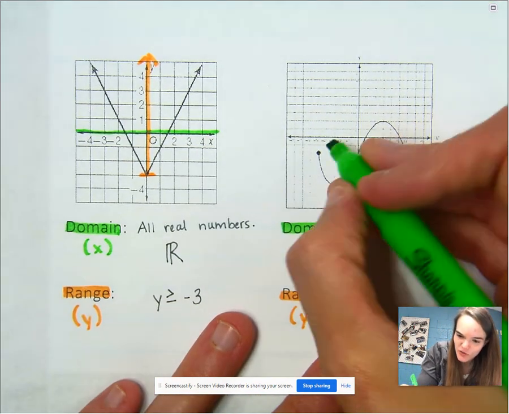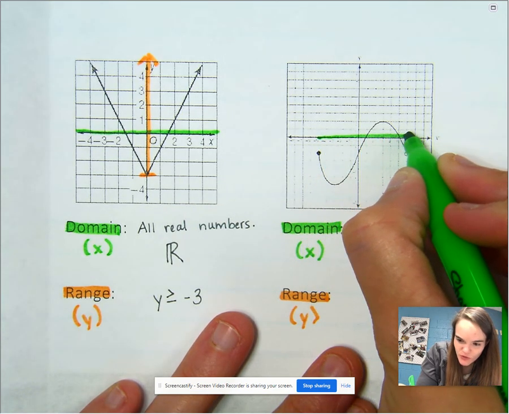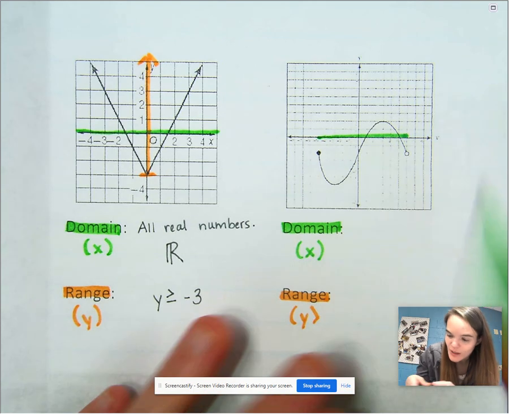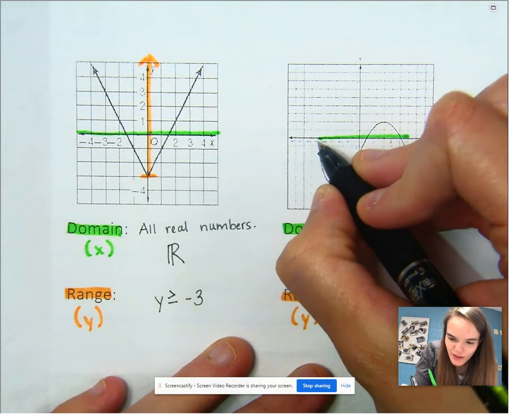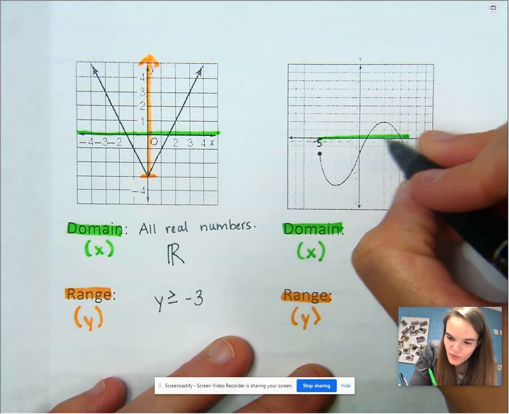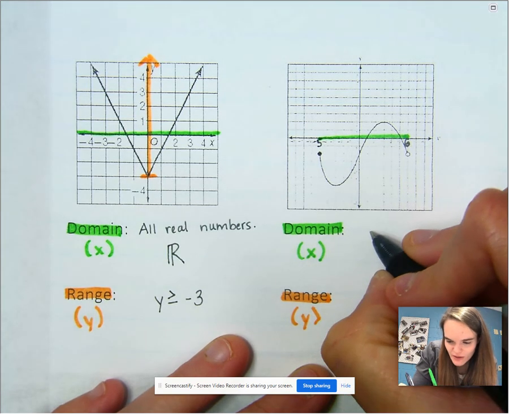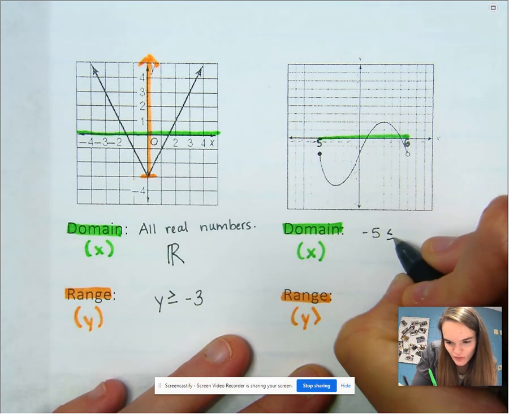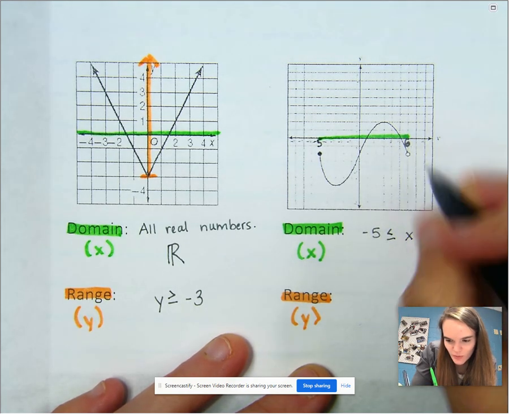Domain, where does it start on the x's? Looks like -5, and it goes to 1. I'm going to have to really count. -1, -2, -3, -4, -5. 1, 2, 3, 4, 5, 6. -5 is less than or equal to, because it's closed, x, which is less than, because it's open, 6.